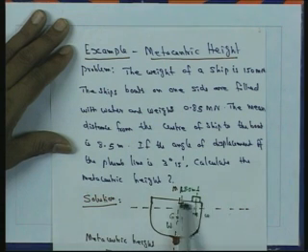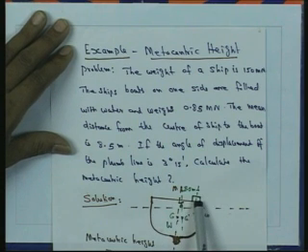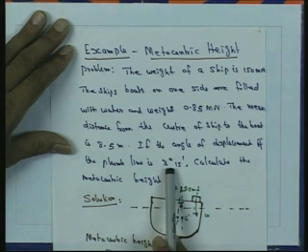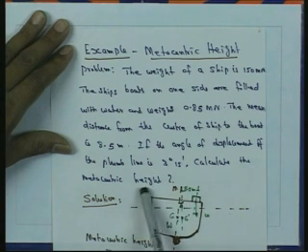Since this is a big ship and a small boat is placed at 8.5 meter from the center line of the ship, there will be a small tilt for the ship. That tilt is given as 3 degree 15 minutes. So, we want to determine the metacentric height.